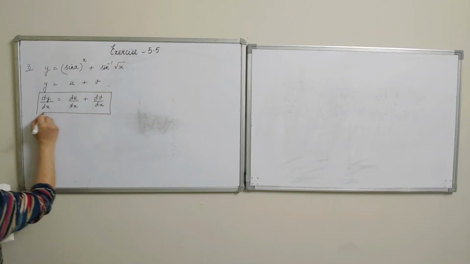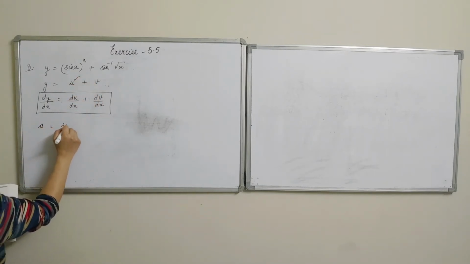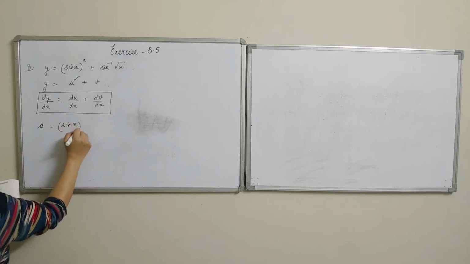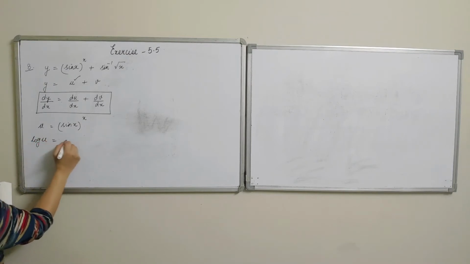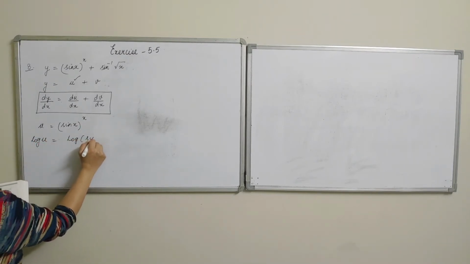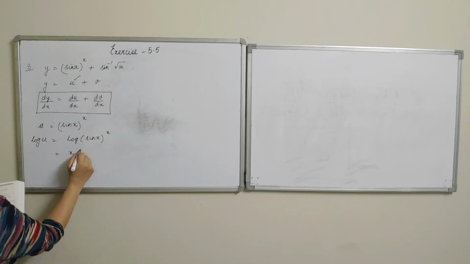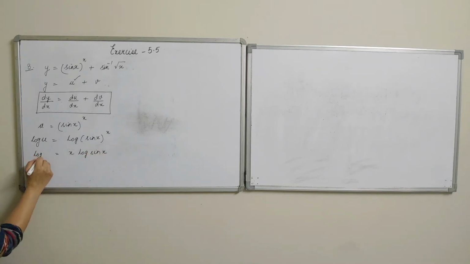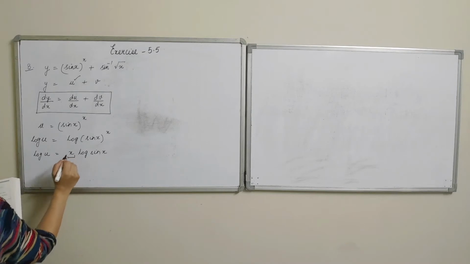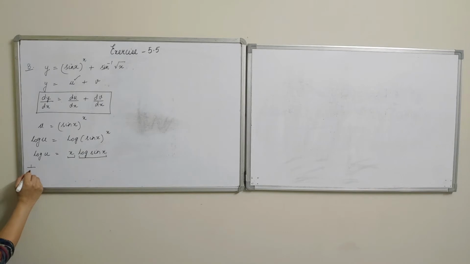So now let us find out these derivatives one by one, starting with u. u is sin x power x, a special function. So taking log on both sides, log of sin x power x, using properties of log, this is x log sin x, and left side is log u. So here we have a polynomial function and a composite log function. Now we can differentiate both sides with respect to x.